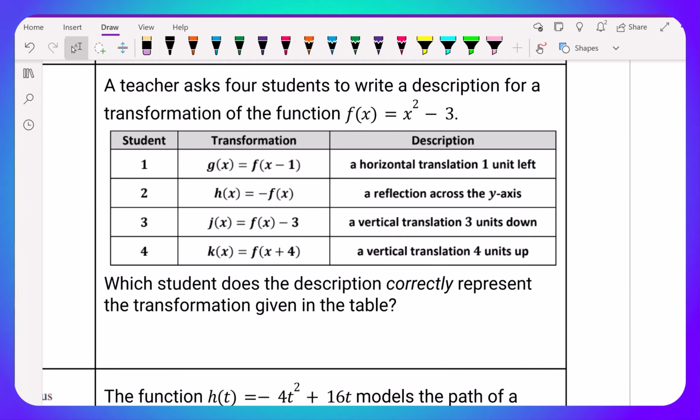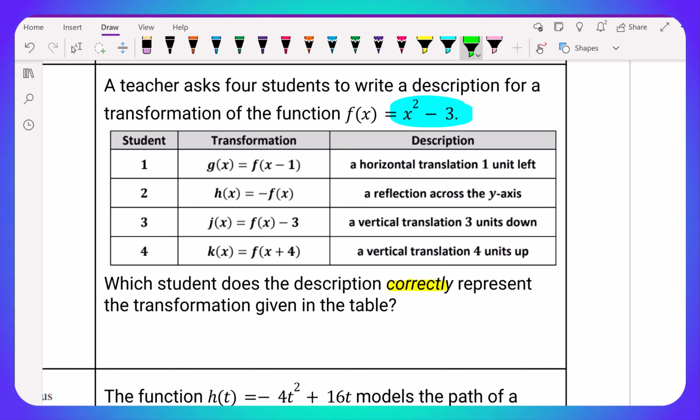Next question is going to test your skills with transformations. What we're trying to do is look for the student that has correctly transformed the function. So you're going to start with this function right here, and we're going to double check and make sure that each of these function notations matches its description.